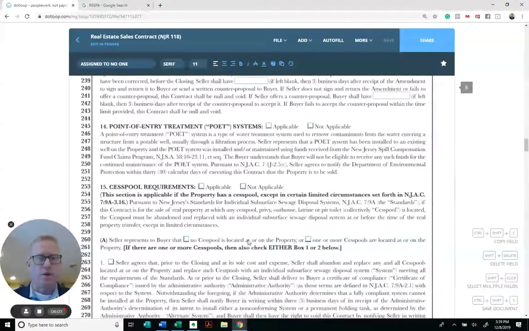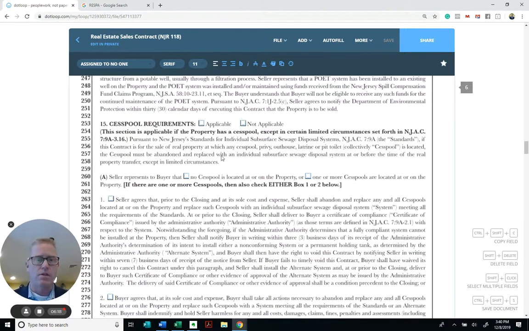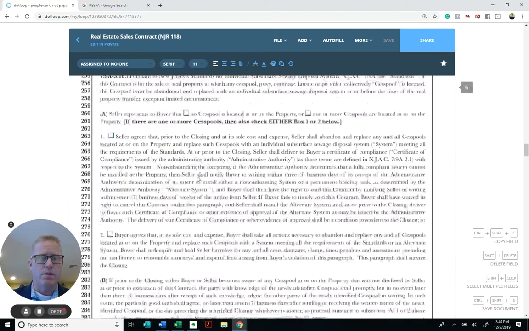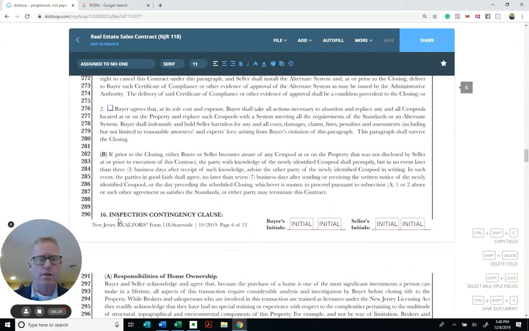So if there was a POET system, which most homes in our area do not have, you would say not applicable or applicable. In cesspools, if there is a cesspool, the state of New Jersey now requires that be addressed before the transition of the property, but you would have to put whether it's applicable or not. And then you would agree who is going to pay for those at what point in the process.